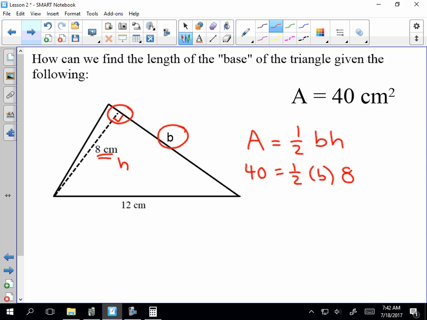Now, there's a number of ways you can solve this problem from here. You can undo one piece at a time. We can undo the 1/2 by multiplying both sides by 2. That would get rid of the 1/2. Or we could do 1/2 of 8, and we have 40 equals 4b, and then we divide both sides by 4. And we get B equals 10. Once again, looking at our measurements, since it's a base, it's not a square unit, it is just 10 centimeters.